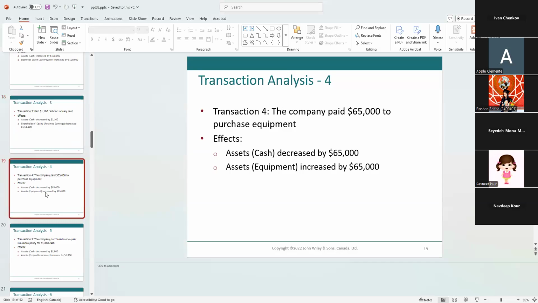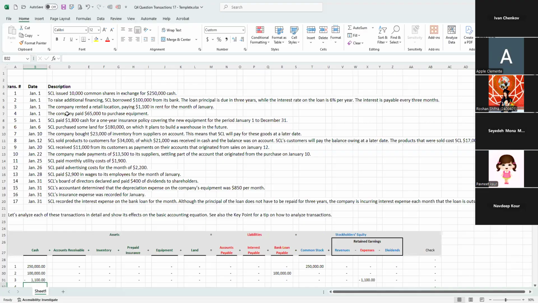Let's go with transaction number 4. Now we need to start operations. So we need equipment. We have to buy the equipment, which costs $65,000. And for that equipment, we paid cash. Let's go and do our transactions now on the Excel spreadsheet. Number 4 was the company paid $65,000 to purchase equipment.